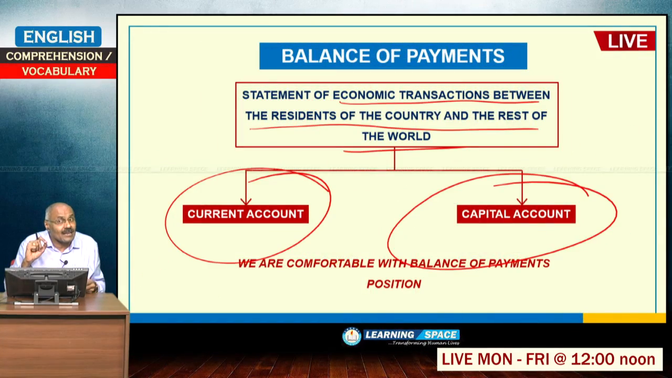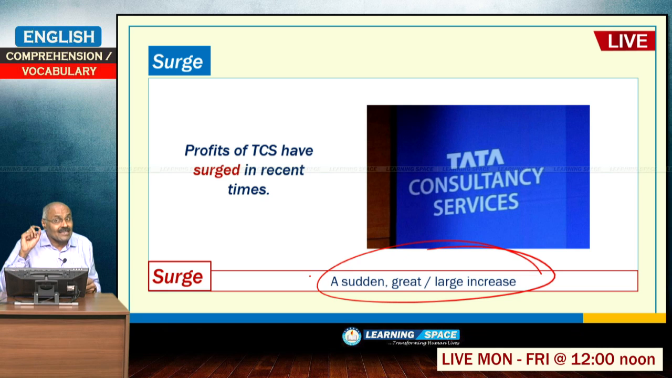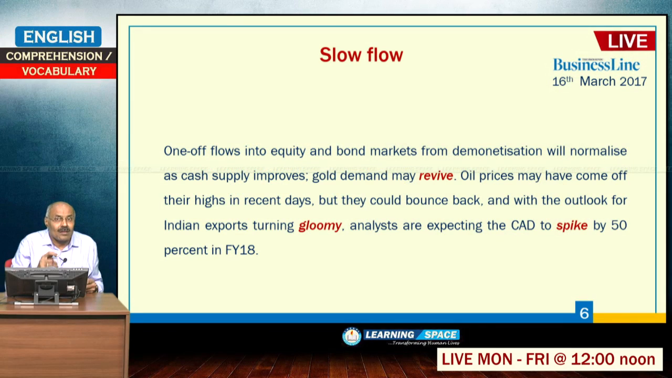So, here after learning about current account deficit and balance of payments, surge means sudden or large increase. Recently, there was a news report that our foreign direct investment surged by 18% last year, right. Then one-off flows he is talking about, these tailwinds are likely to evaporate. That means, whatever the positive factors of last year, they are likely to evaporate. He is talking about what are the factors which are likely to evaporate.